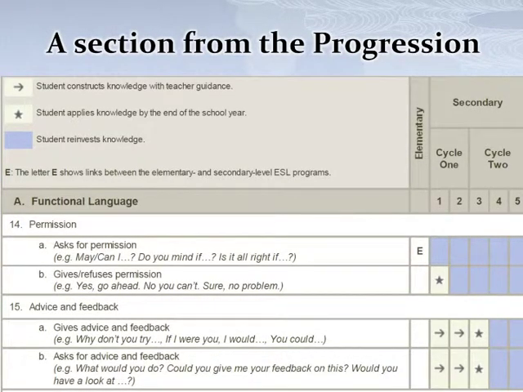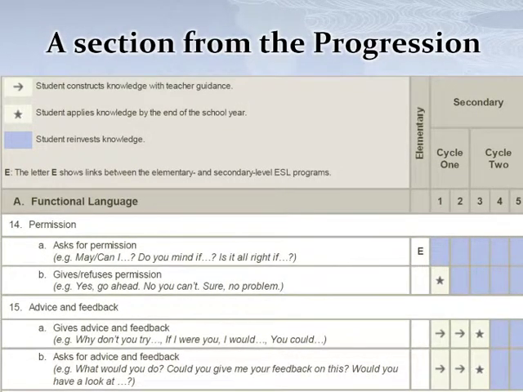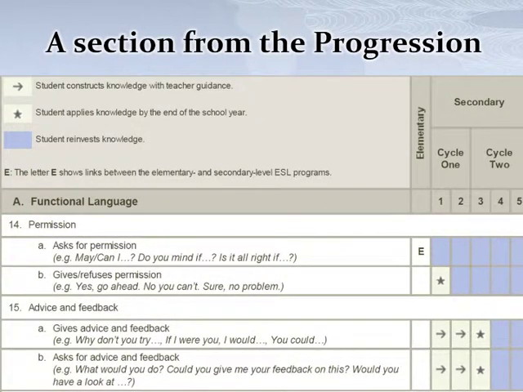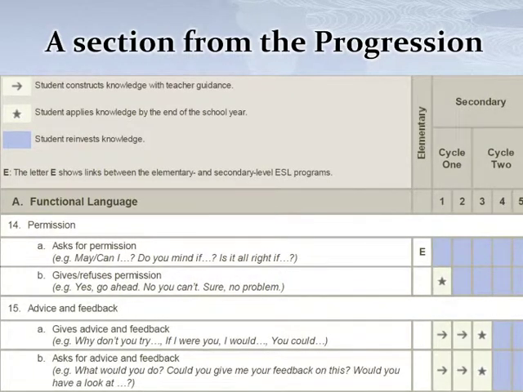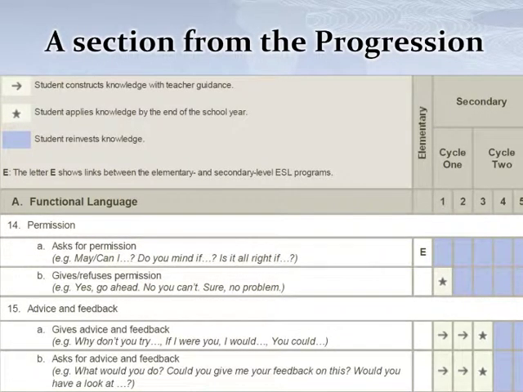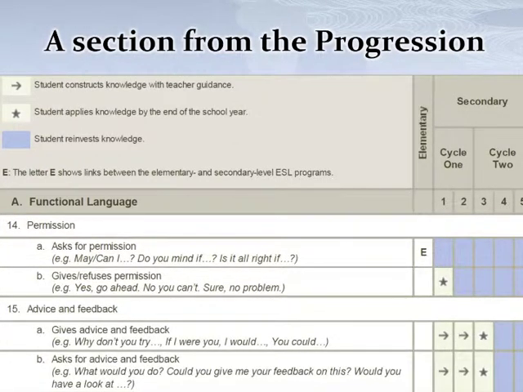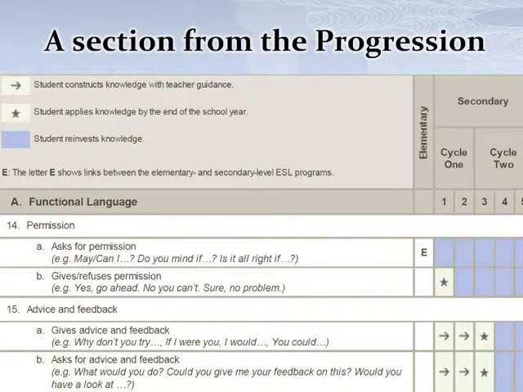The examples at the bottom, may I, can I, do you mind if, is it alright if. Students should not be able to use all of these, but at least one in order to be able to ask for permission. Now at 14B, gives or refuses permission. By the end of secondary 1, students should be able to apply this knowledge, so they should be able to give or to refuse permission. And then from secondary 2 to 5, they should be able to reinvest this knowledge, but it should be acquired by the end of secondary 1.